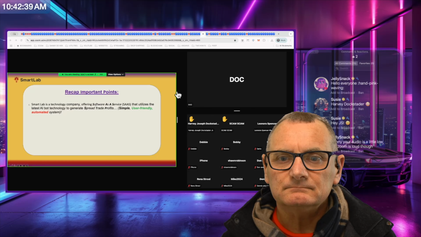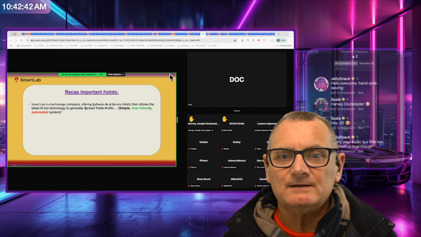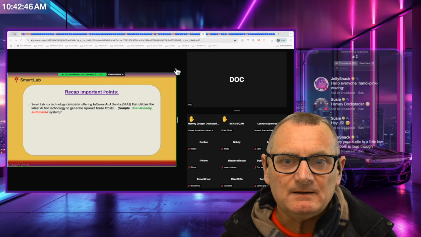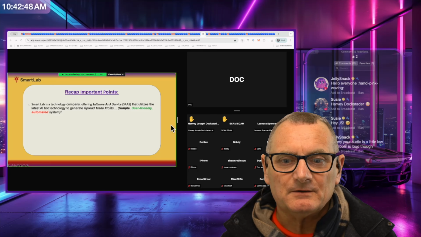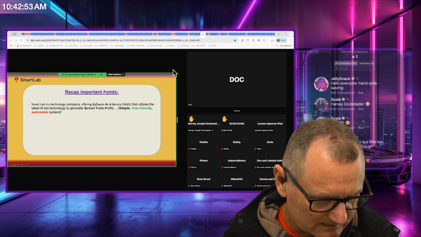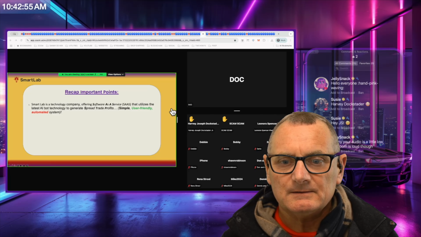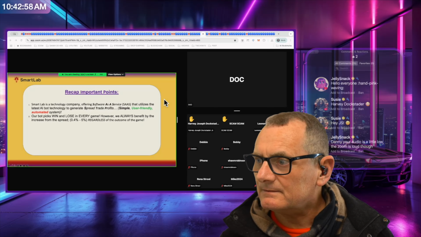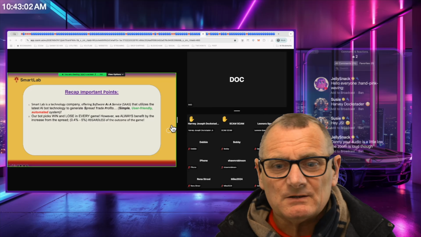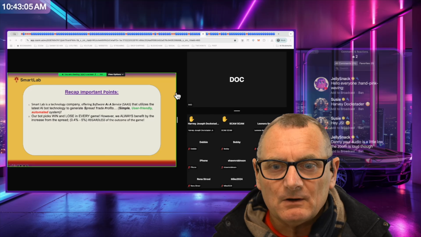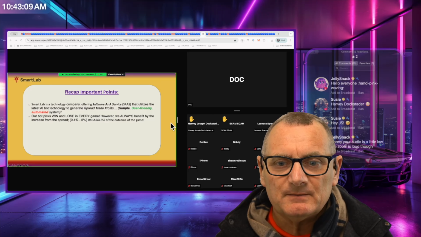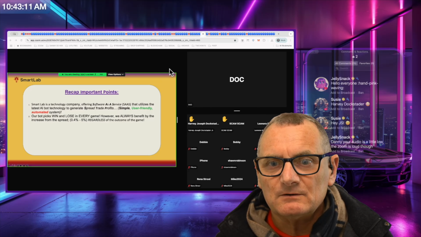SmartLab is a technology company offering software as a service. It utilizes the latest AI bot technology to generate spread trade profits. It is simple, it is user-friendly, and it is fully automated. The second point is the bot picks a win and a lose in every single match. However, we always win by benefiting from the increase of the spread, which is anywhere from 0.4% to 5% or more, regardless of the outcome of the game.